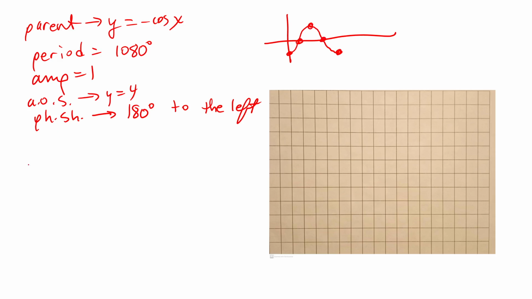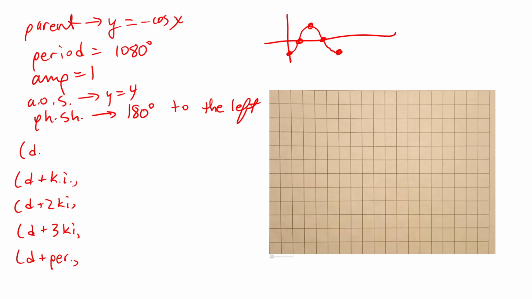The 5 x coordinates of the 5 key points are always the same no matter what our parent function is. The first one is D, the second one is D plus a key interval, the third one is D plus 2 key intervals, the fourth one has an x coordinate of D plus 3 key intervals, and the fifth one has an x value of D plus 4 key intervals, or in other words, D plus a period. Now, when we're talking about a parent function of negative cos x, we see that the second and fourth points are on the axis of symmetry.